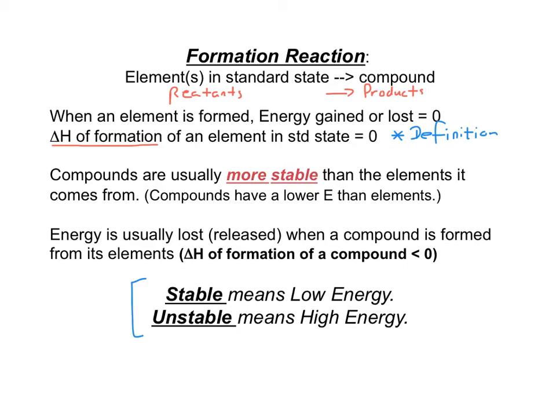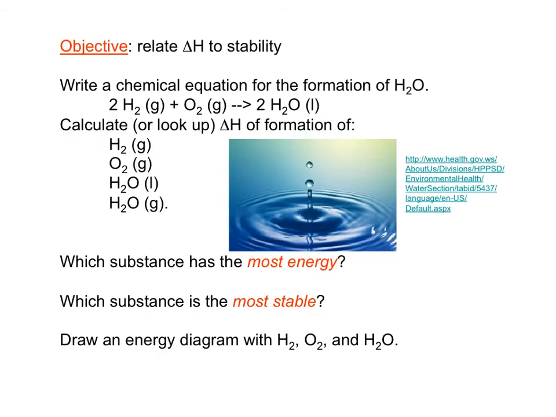Usually compounds are lower in energy or more stable than the elements they came from. This means that delta H formation of a compound is usually less than 0 or negative. Let's look at a formation reaction and compare the energy or stability of the elements to the compound. So stop the video, look up the delta H formation of these substances, and then figure out these two questions.